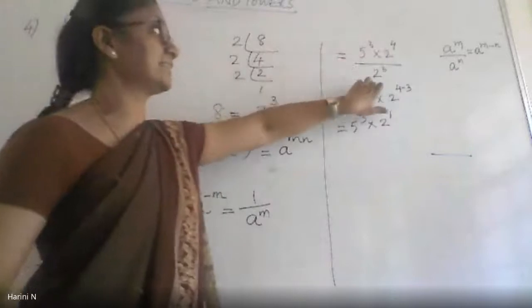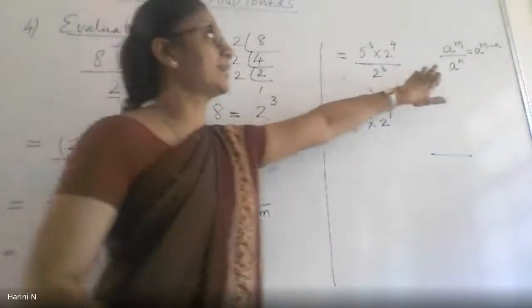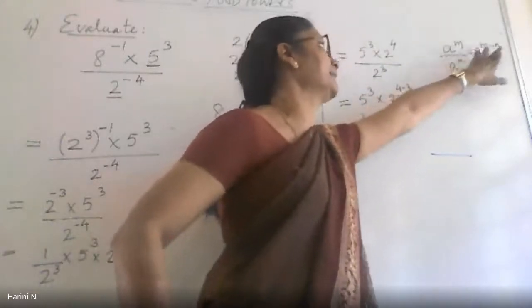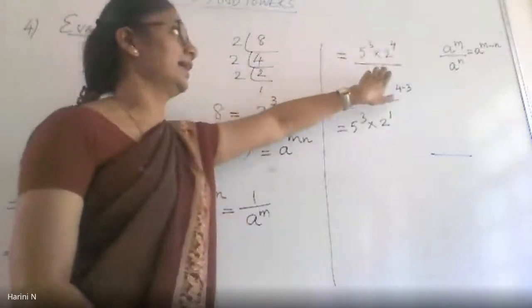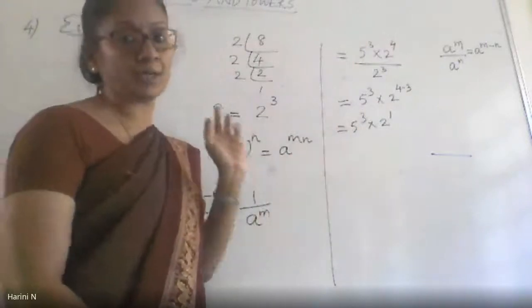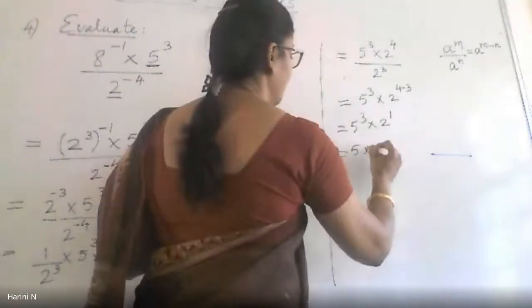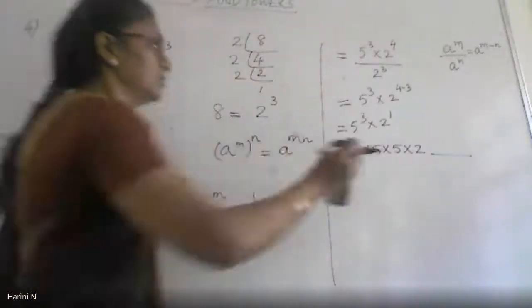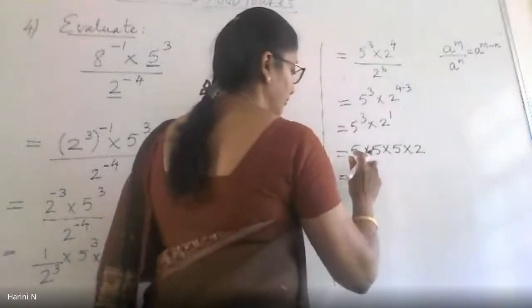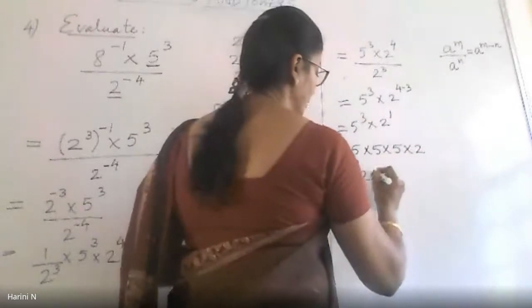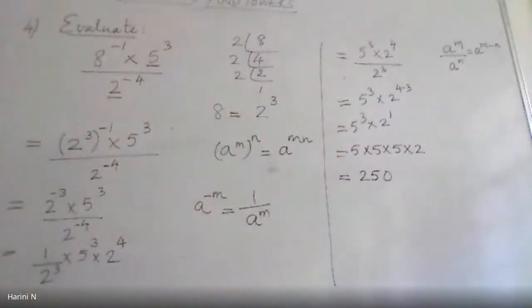Yes, when I have the base the same and the powers different, I can use this law. a to the power m divided by a to the power n will be a to the power m minus n. So here your m is 4 and n is 3. So it is 4 minus 3, which is 1. So you have 5 cube into 2 to the power 1. 5 cube means 5 into 5 into 5. 2 to the power 1 means it is just 2 only, multiplied once. So finally you will get your answer: 5 5s are 25, 25 5s are 125, 125 into 2, you will get 250. So this is how you simplify the problem to get the final result.